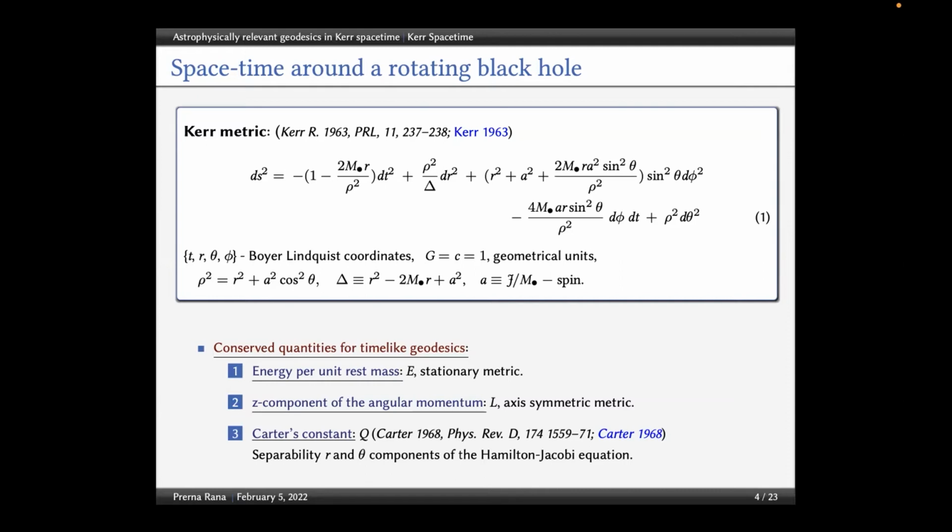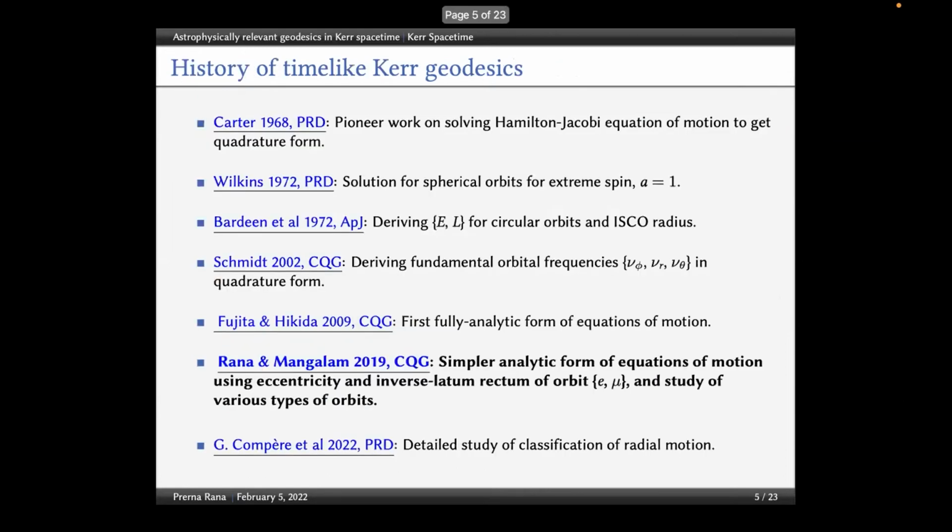Before I go into the detail of these geodesics, I would first like to give a small history of time-like geodesics. The first pioneering work was done by Carter in 1968 by solving the Hamilton-Jacobi equation and writing it in quadrature form. Then Wilkins in 1972 gave a solution for spherical orbits for extreme spin a equal to 1. And Bardeen in 1972 derived the formula for energy and angular momentum for circular orbits, and the standard ISCO radius, which is the innermost stable circular orbit.